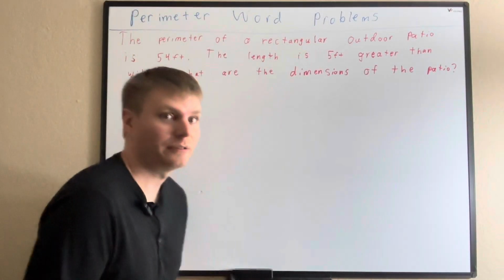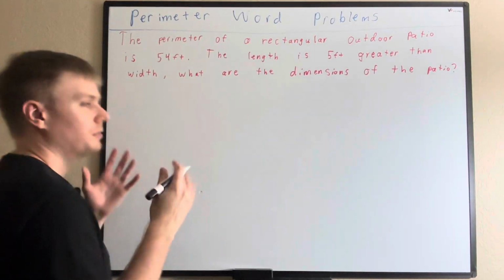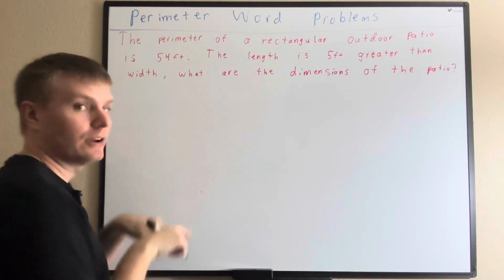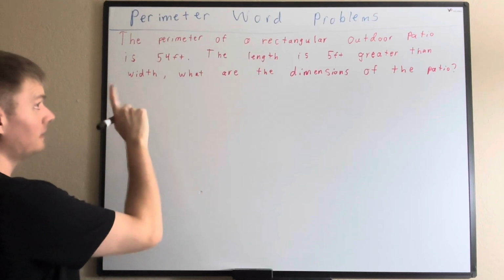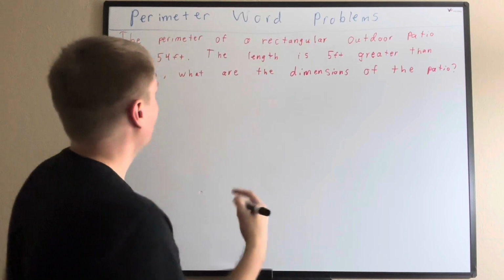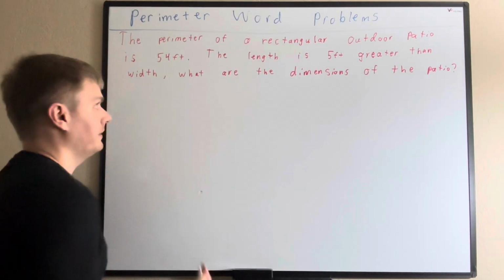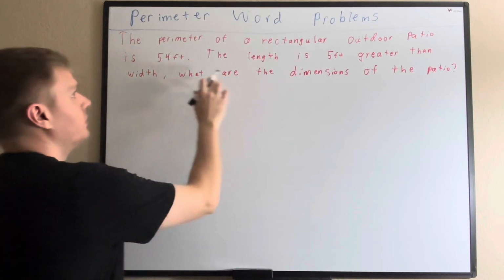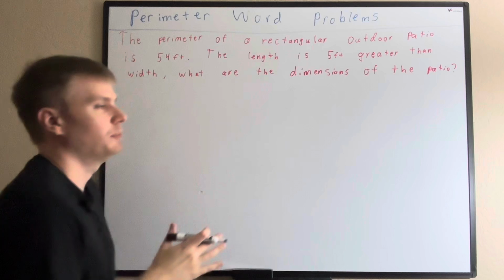All right, in this video, I'm going to go over a couple of perimeter word problems. Perimeter is the distance around an object. So, this word problem is saying the perimeter of a rectangular outdoor patio is 54 feet. Well, they just gave us the perimeter. Wow. The length is 5 feet greater than the width. What are the dimensions of the patio?